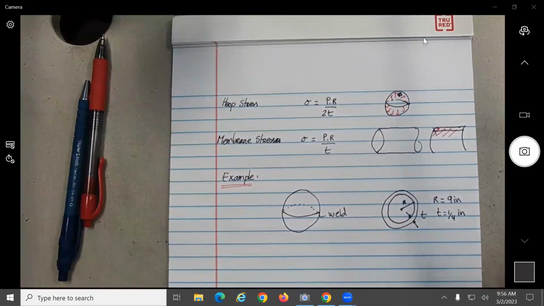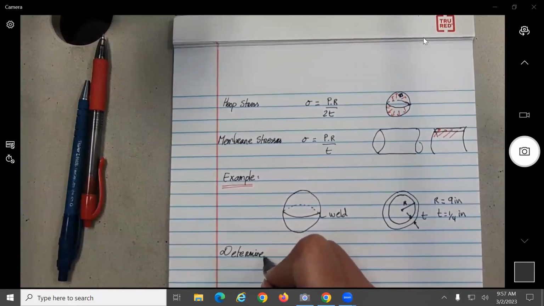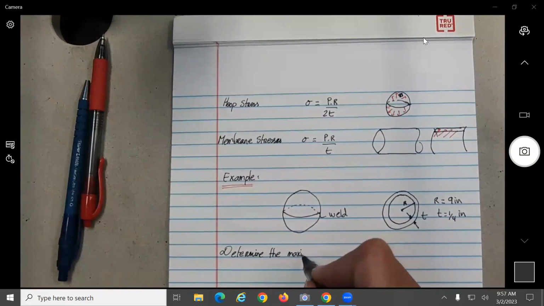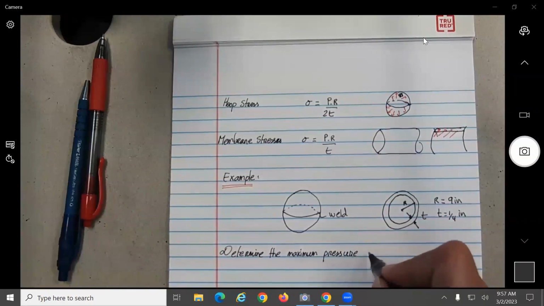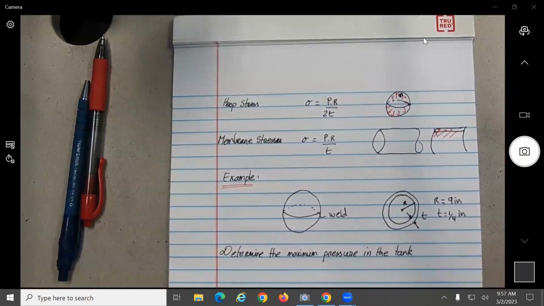Okay, so it's going to be a very direct application. This is not complicated at all. So let's say determine the maximum pressure in the tank.